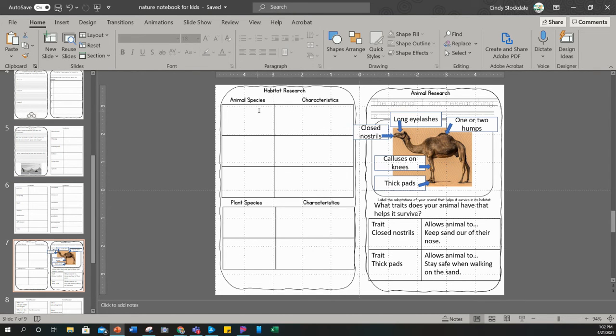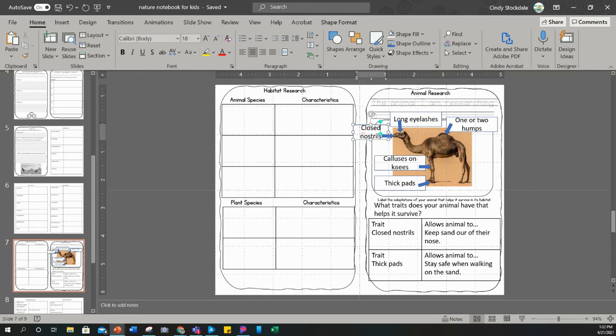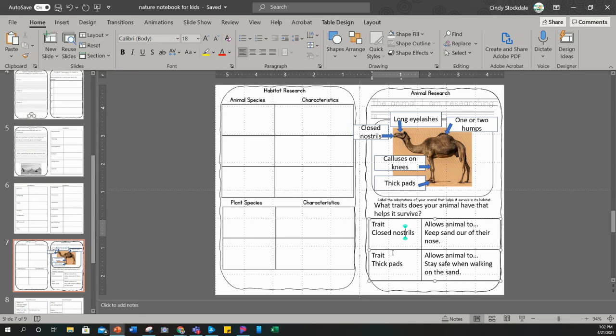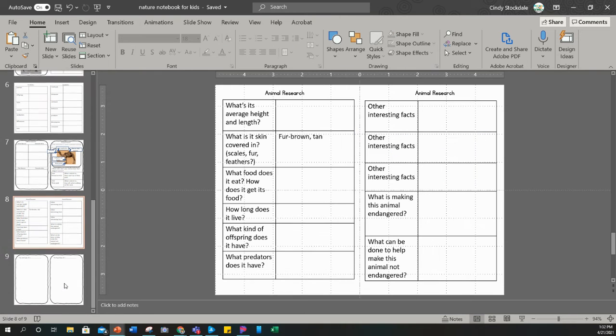The students filled out their habitat research page right here. They have filled out their animal research page here. This was yesterday's assignment where they had to draw the diagram. They had to label what the parts were that helped the animal survive in its habitat. They had to pick 2 of those adaptations and explain why the animal has that. What does it allow them to do?